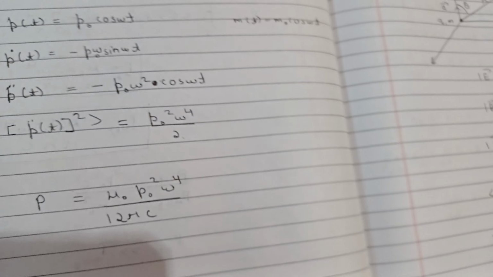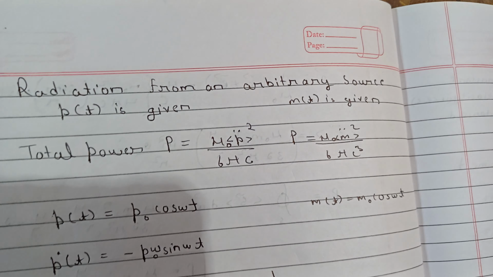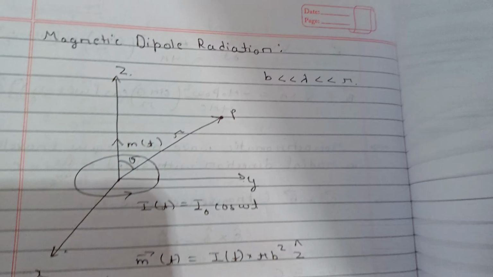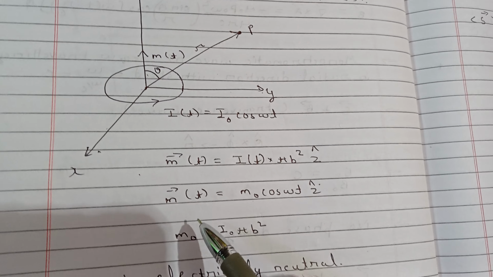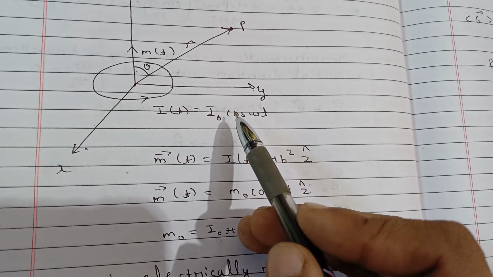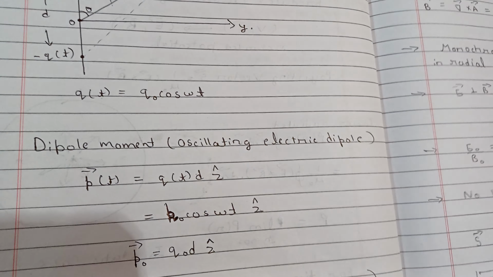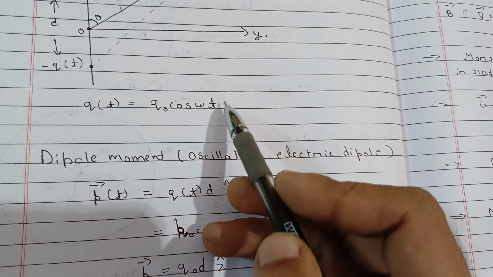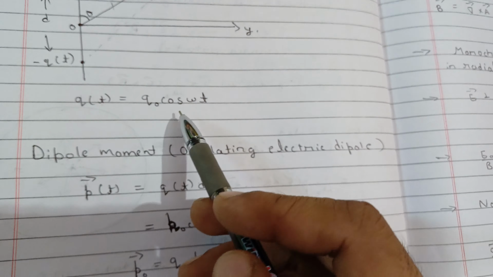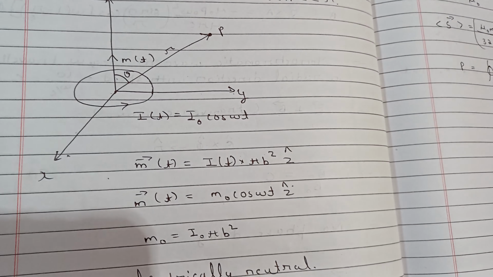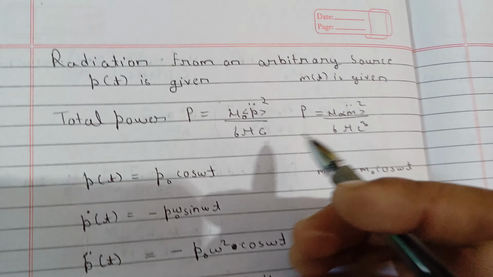Now let's consider the last case, that is due to an arbitrary variation. Before that we just need to see a general formula for these two. Here we considered that I is I naught cos omega t, but it can be any other variation of this function. And here also we have considered the charge as q naught cos omega t. It can be another function also. So how do you solve if the function is different, and how can you find the power then? It is a simple expression.